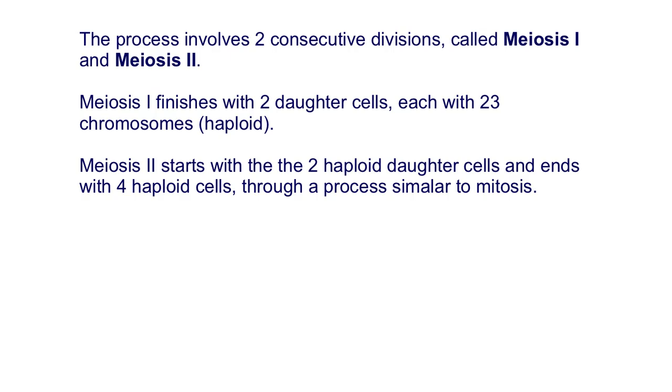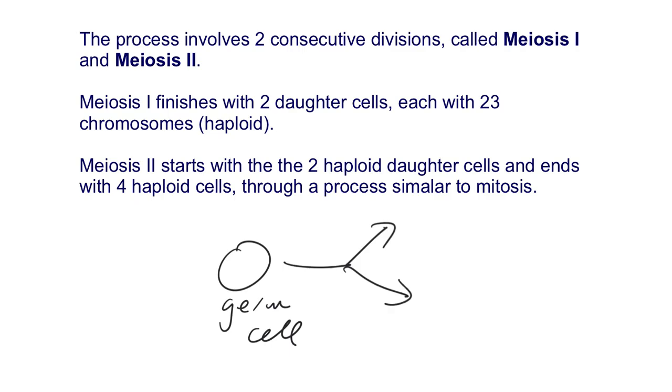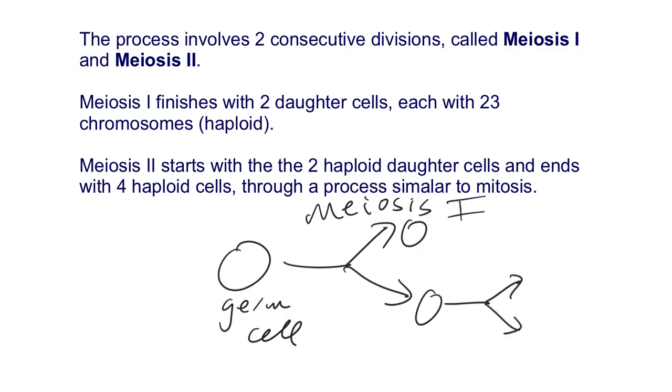So meiosis, like I mentioned before, is two divisions that happen one after the other. Okay, so here's a germ cell. Then it undergoes meiosis 1. Then each of those undergoes another division, meiosis 2, to form the actual gametes.